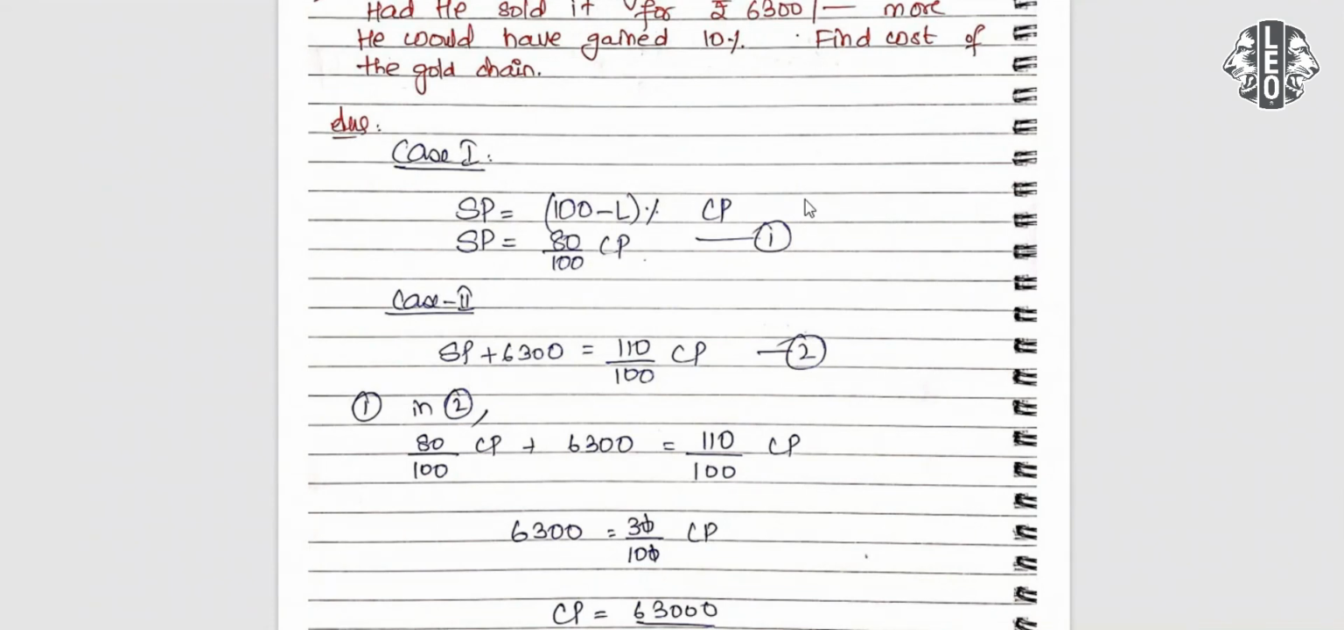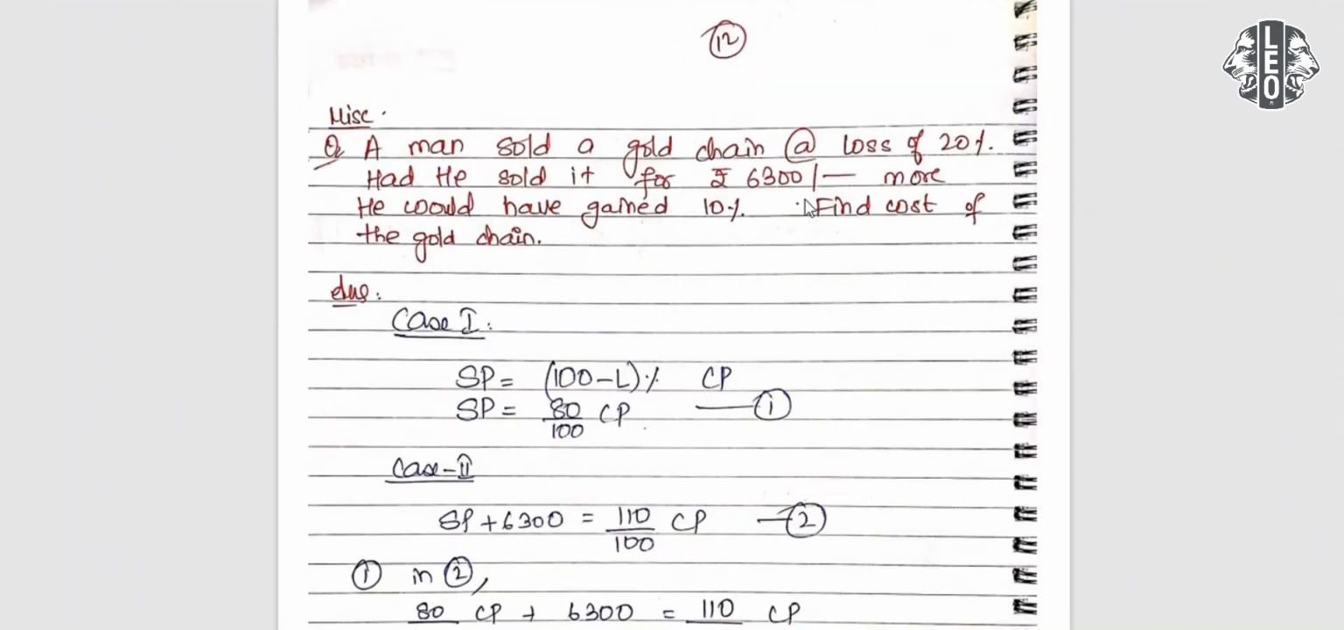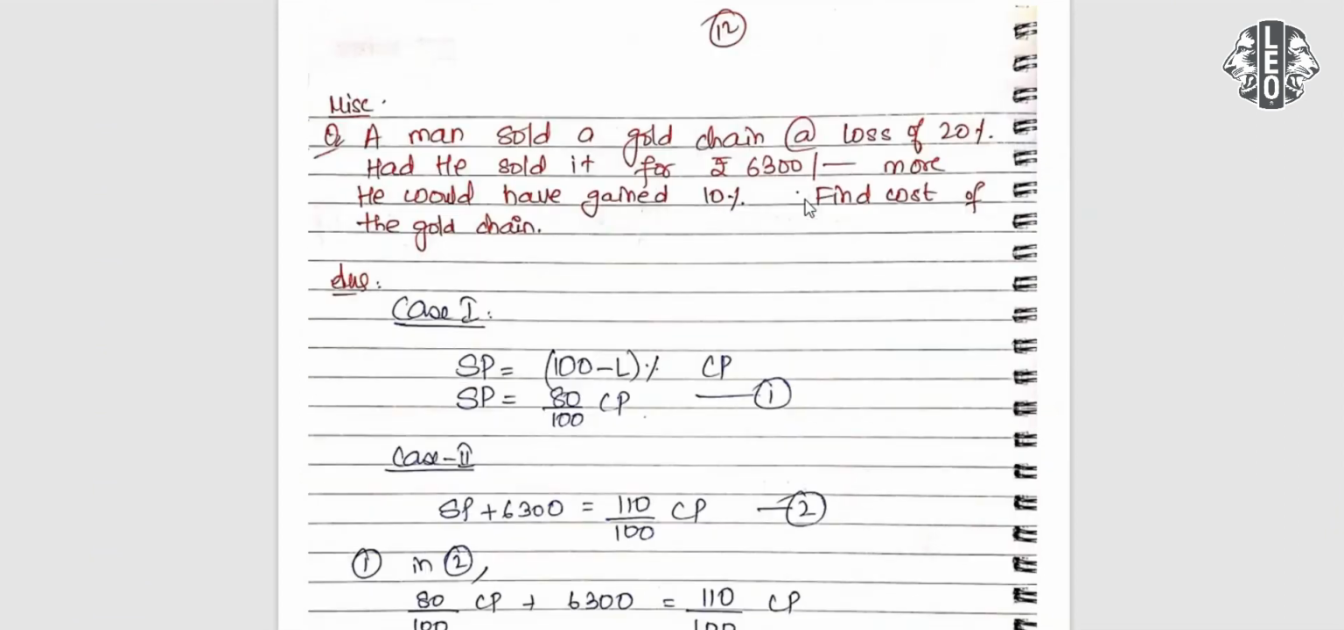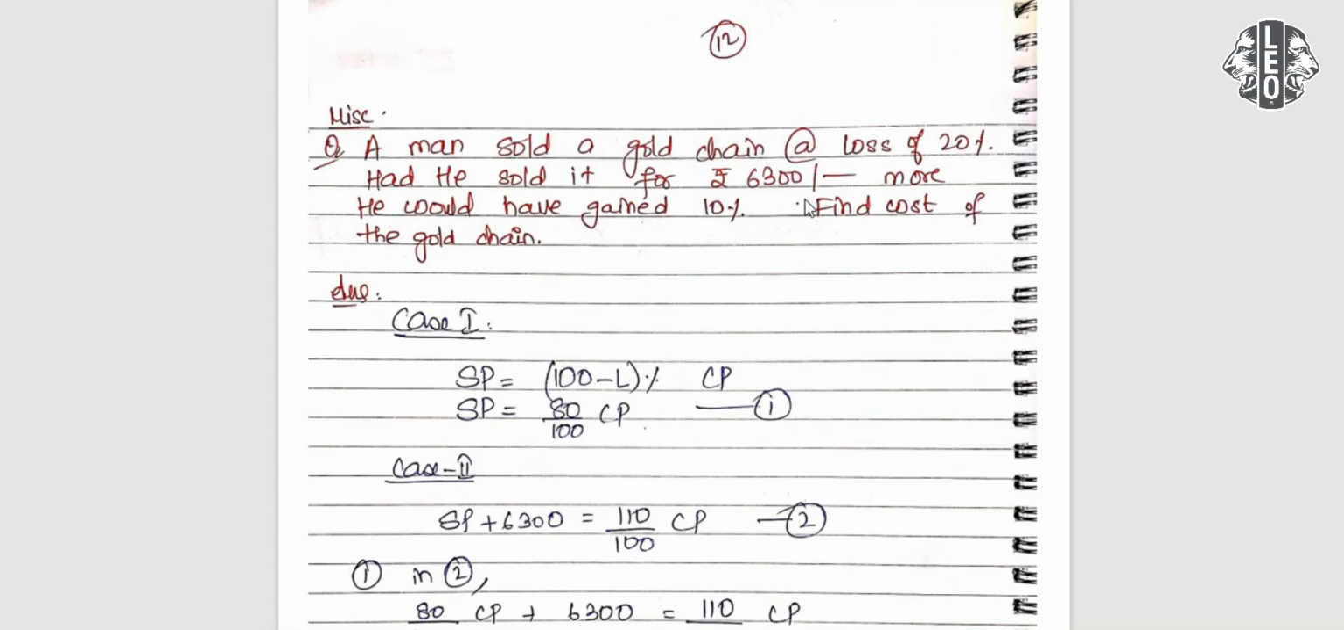So please note case 1. Case 1 is loss. Final value is some percentage of initial value. Selling price, the final value, is 100 minus the percentage loss or gain. Please don't get confused with the percentages. 100 minus 20, 80 percentage of cost price. So this is case 1, equation 1.